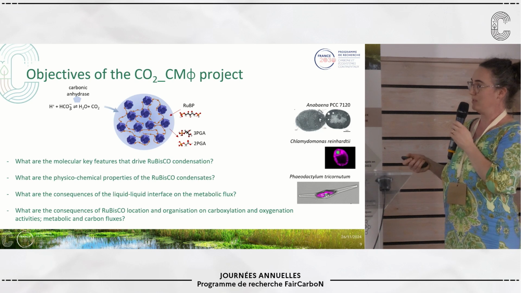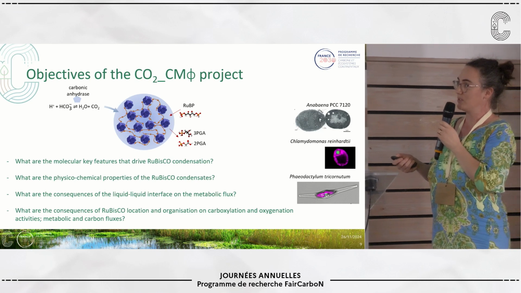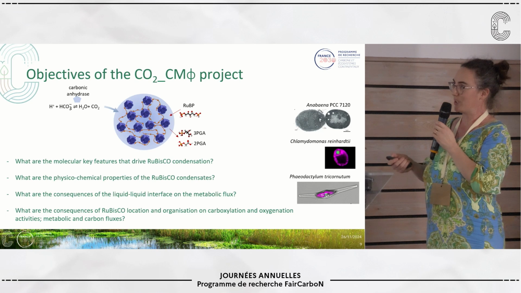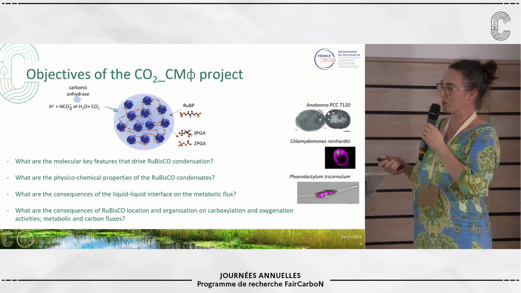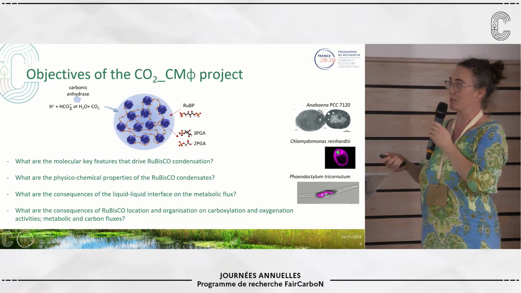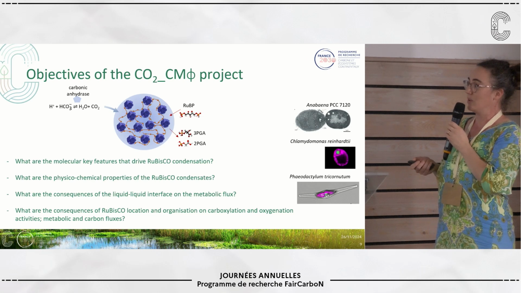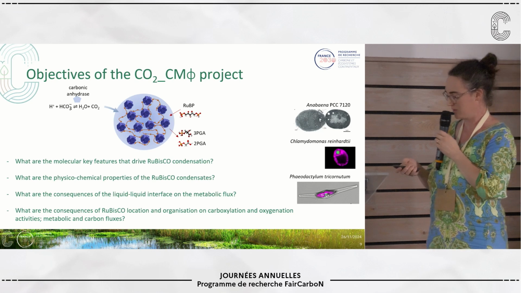So the objective of the CO2 CM project is to describe the molecular key features that drive Rubisco condensation. Is Rubisco always in this compartment or not? What are the properties of this compartment, and what is the consequence of this compartmentalization to the flux of Rubisco substrate and product, and also the downstream metabolic fluxes and the outcome of the carbon production? What are the consequences of Rubisco location to the carboxylation or oxygenation, the metabolic flux, and the carbon flux, as I just said.